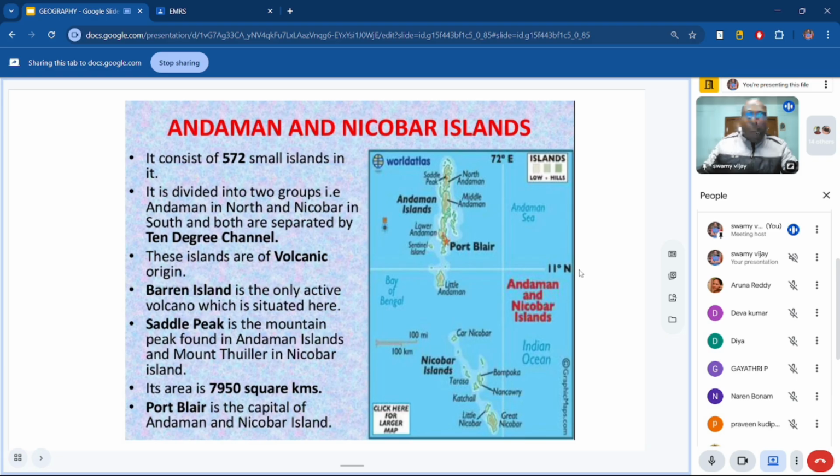Very important information. Andaman Nicobar Islands, you will get so many questions from this. If you see this picture clearly, let me explain. This is important. In the picture, the 10-degree channel separates North Andaman and South Nicobar, and these are volcanic islands, and Barren Island is the only island which has an active volcano. Okay, Port Blair is the capital of Andaman, which of course you know.